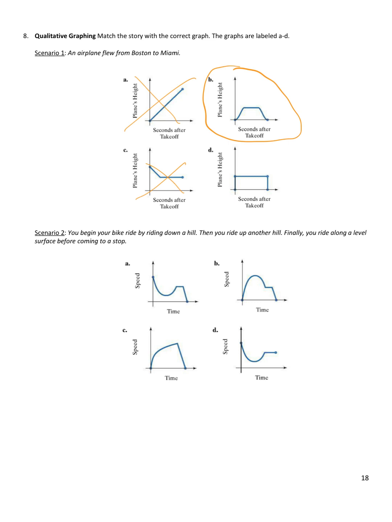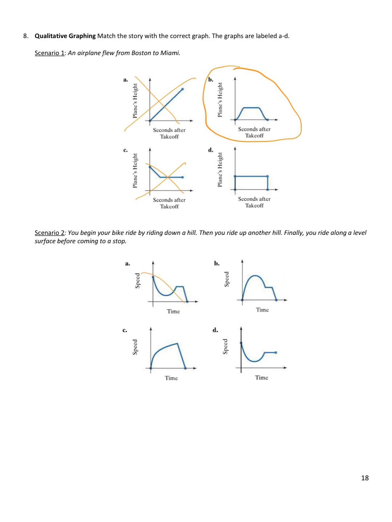Okay, next scenario. You begin your bike ride by riding down a hill, then you ride up another hill, and finally you ride along a level surface before coming to a stop. All right, so you're beginning a ride down the hill, so your speed is going to get faster and faster and faster. So it's tempting to choose A because this looks like you're riding downhill, you're riding uphill, you're riding level. But if this were your height above the ground level, this would be true, but it's not your speed, right? Your speed doesn't slow down when you're going down a hill. Your speed speeds up.